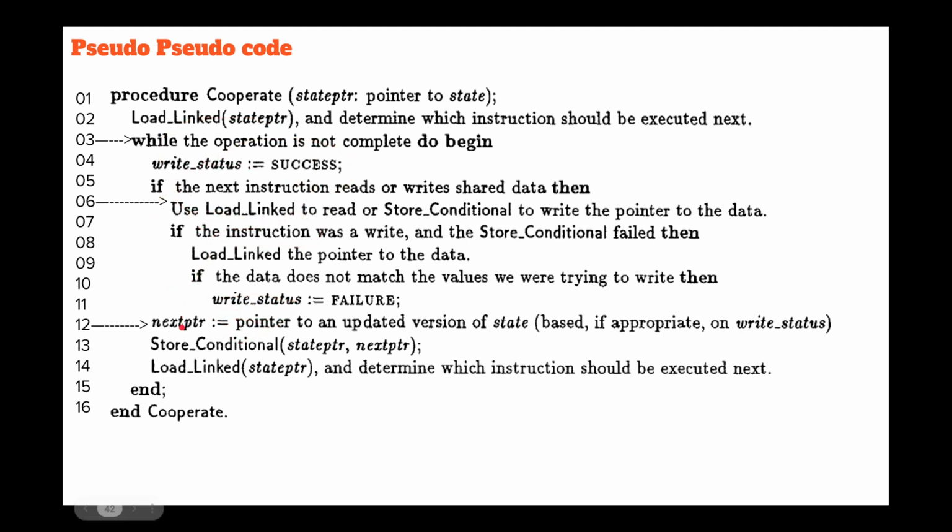Essentially the next pointer is going to be either the next instruction or the previous instruction if it was a failure, and we use store conditional to write to the state pointer what is the next operation that the particular thread is going to do, and finally we read from the state pointer and then determine what the next instruction is. These last two sentences can be a bit confusing. We'll go over it in the subsequent slide.